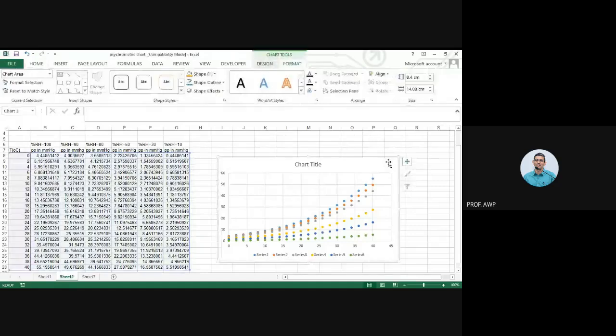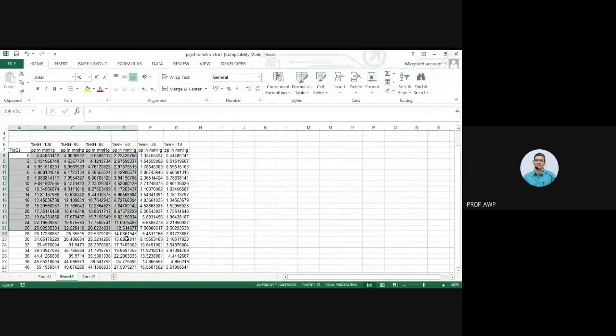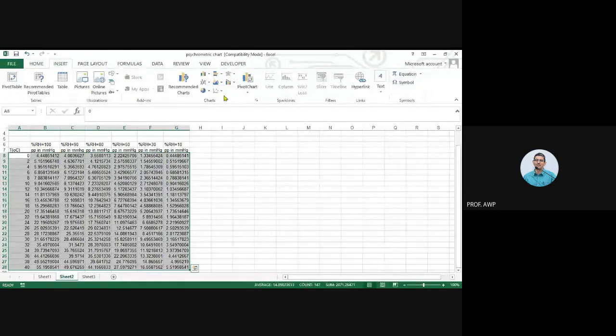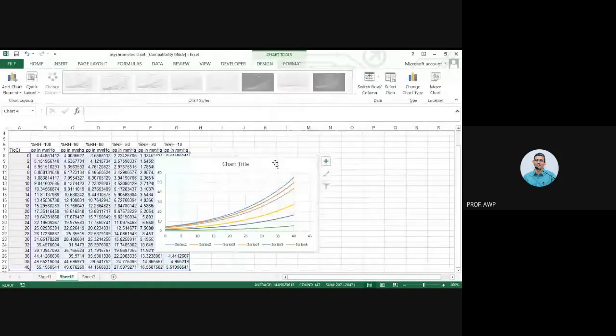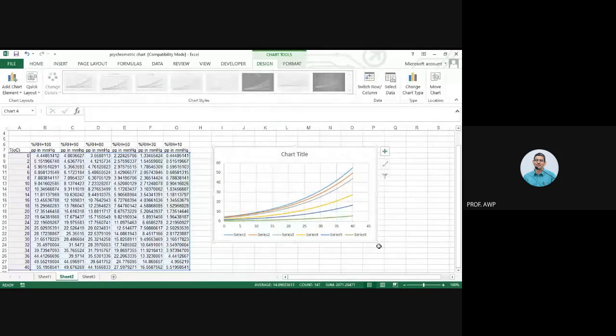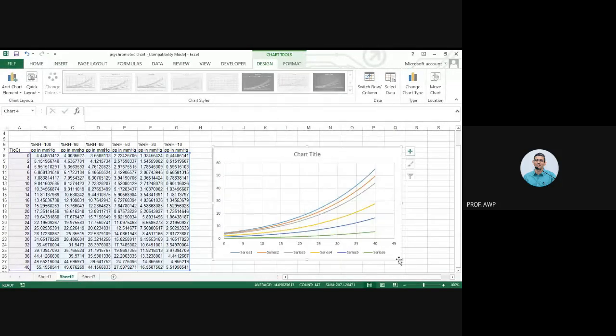Or if you select another chart, this is with lines, right? So it doesn't plot symbols, it plots directly the lines. So the legend also is here.